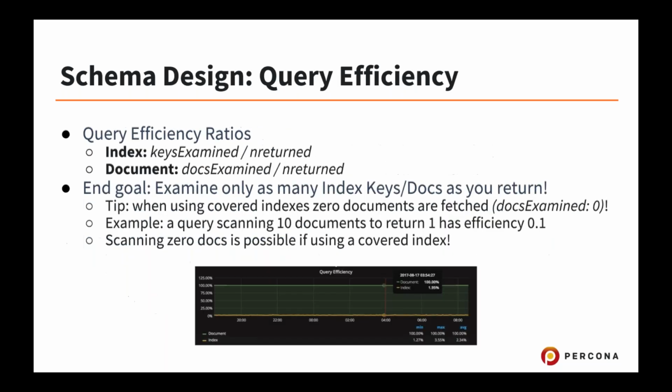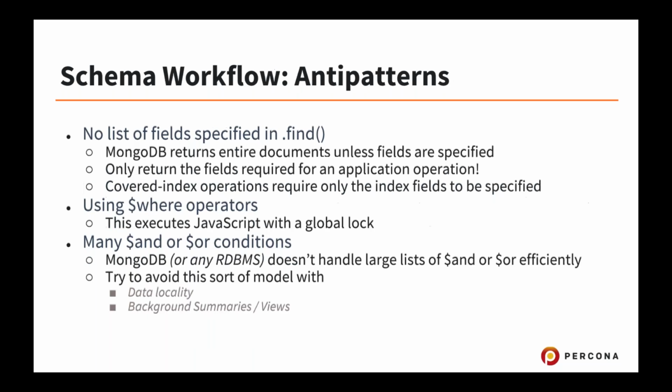And of course, ideally, the ratio would be 1-to-1. That's 1 document, one index scan. So to finish off, schema workflow, unfortunately, it's a big topic, but I'm just going to try and finish it off here. Antipatterns. So the first one I see a lot is find queries that don't specify what it wants.